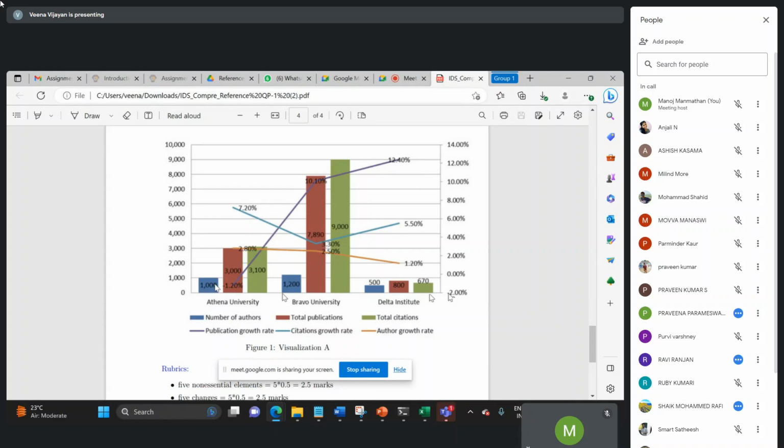But we have not identified 4 non-essential elements. So non-essentials are grid and label, right? Grid, label. We can also remove those horizontal lines in the graph. It's non-essential. We don't require that. You're talking about the grid lines, right? Horizontal lines. No, no, I'm not. Ah, yeah, grid lines.